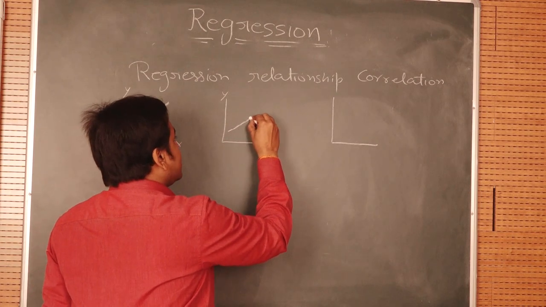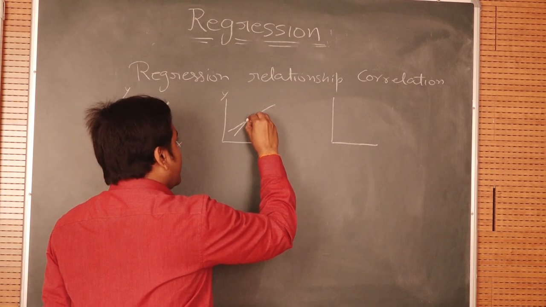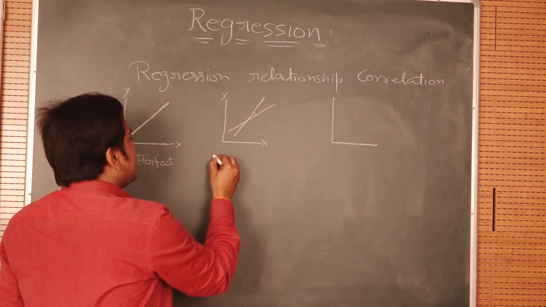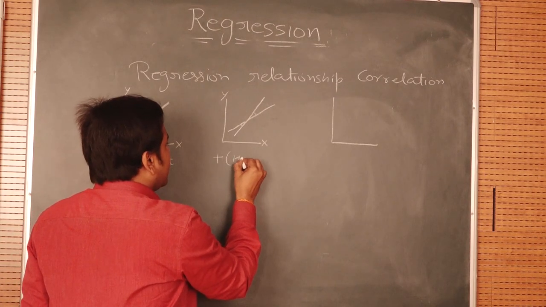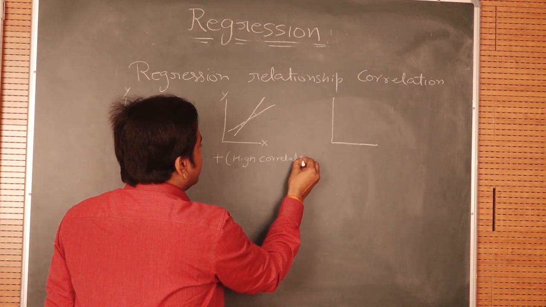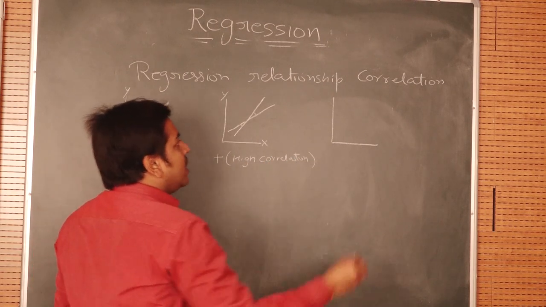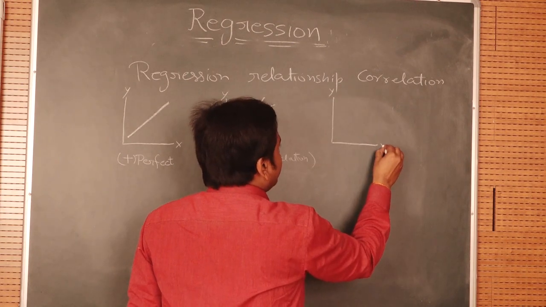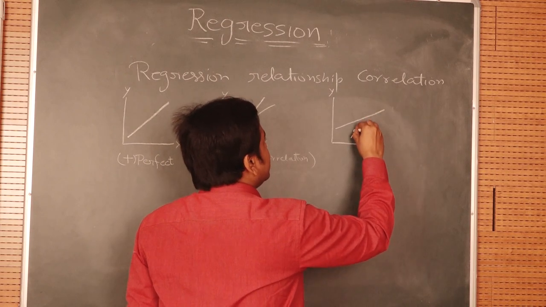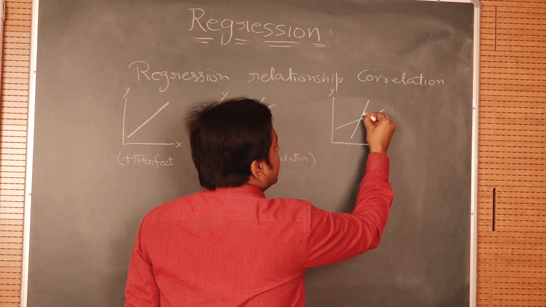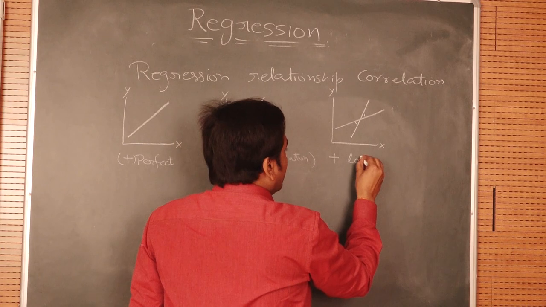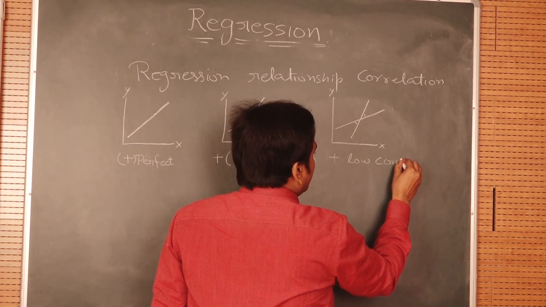If the X line is going like this and the Y line is going like this, and the angle between them is very small, we can say it is a positive high correlation. In the third case, if the X series is going like this and the Y series is going like this and the angle between them is very large, we can say that is a positive low correlation.